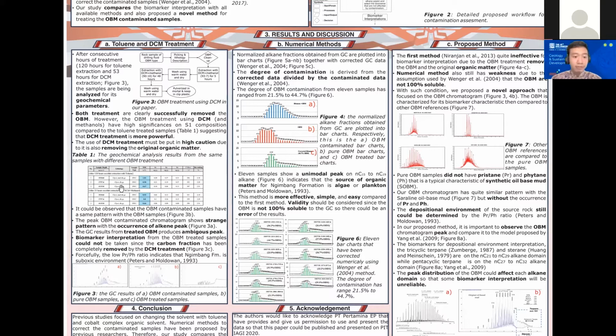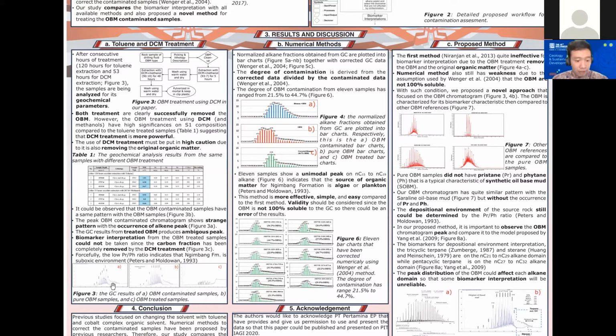However, the OBM treatment using dichloromethane with additional methanol has a highly significant effect on S1 compared to the toluene treated samples. This suggests that the DCM treatment is more powerful and must be used with high caution. Why? Because DCM not only successfully removes the OBM, but also removes the original organic matter. So it could also lead to erroneous interpretations.